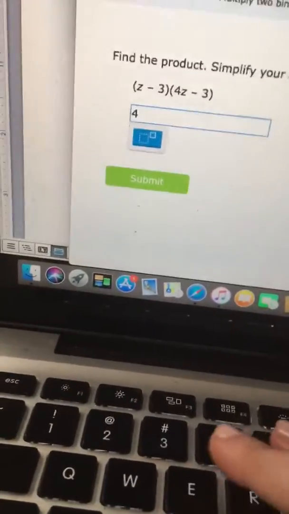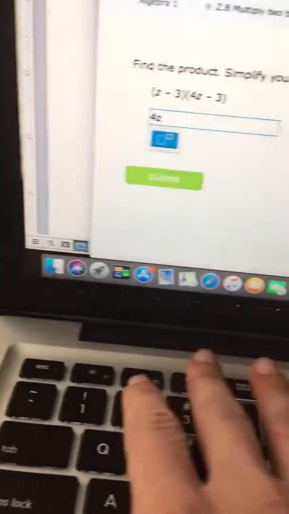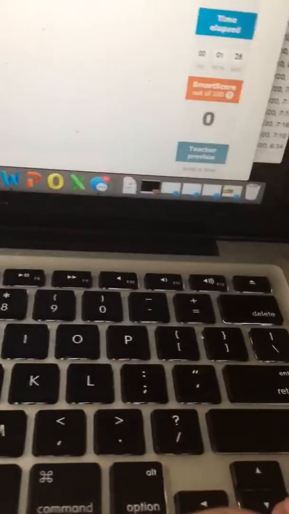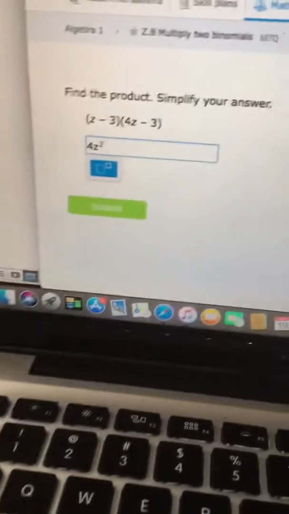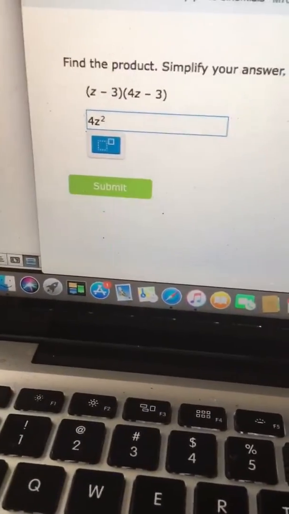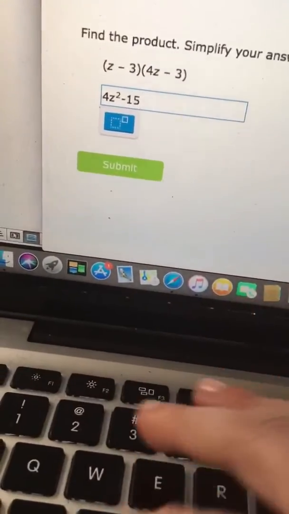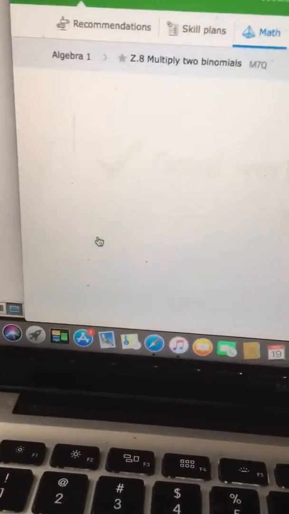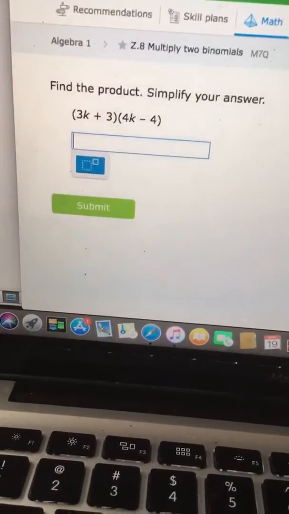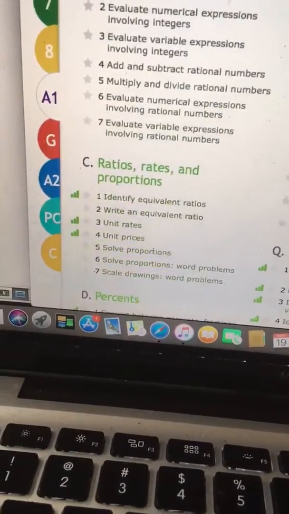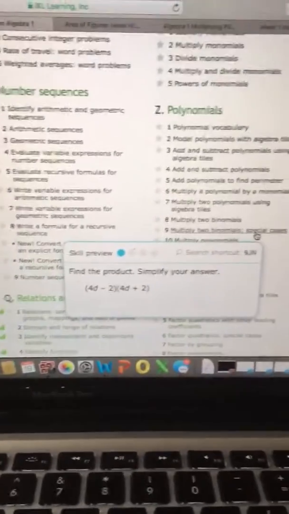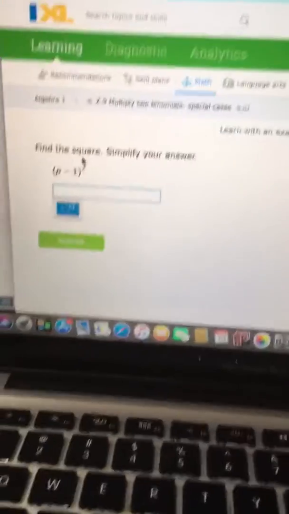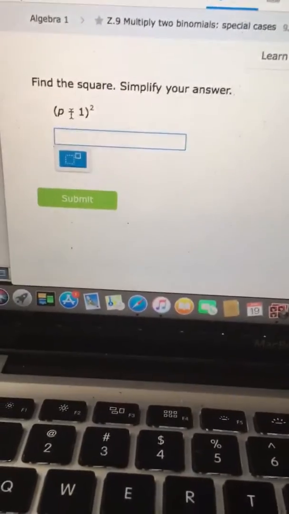So for z squared, again, shift and 6 will bring you to the exponent, and then the right arrow key will bring you out of it. And then we have minus 15z plus 9. And all the problems in this section should be similar to this. And then we also have Z9, which is the special cases, so you'll probably notice something interesting about these. Maybe we'll do two of them together.